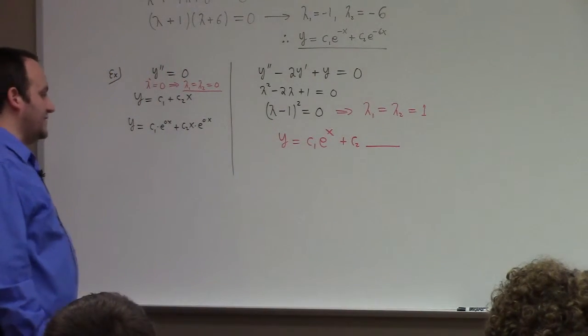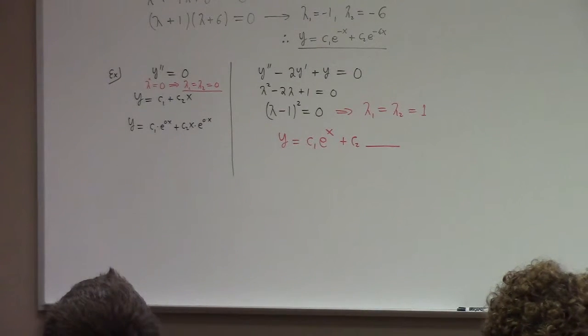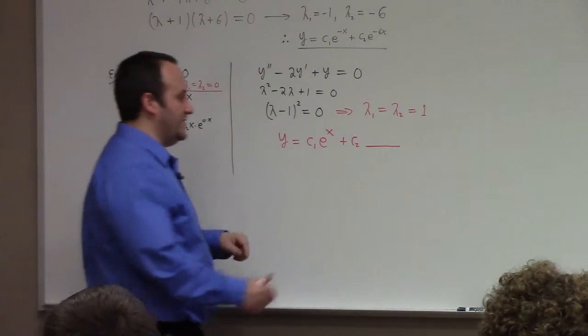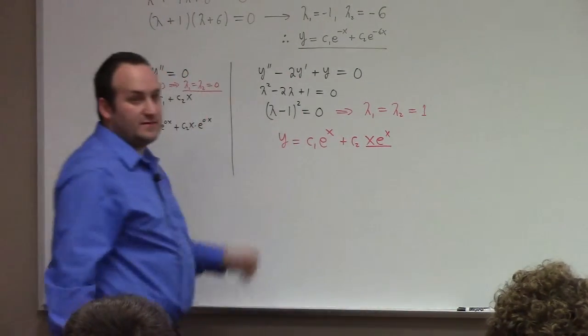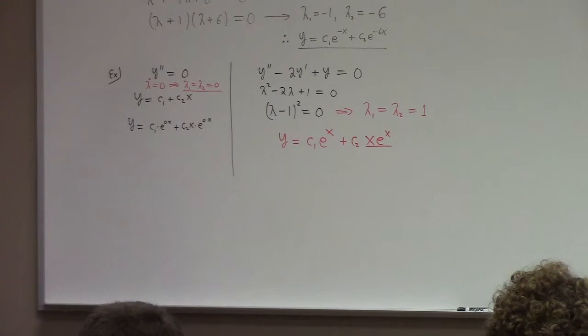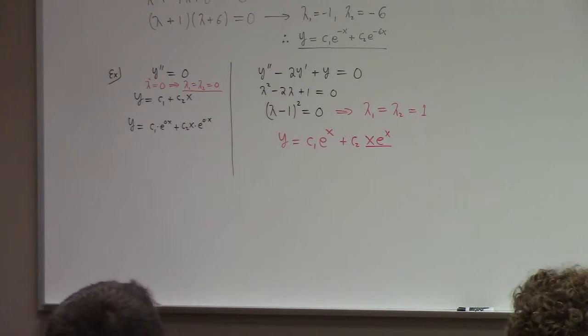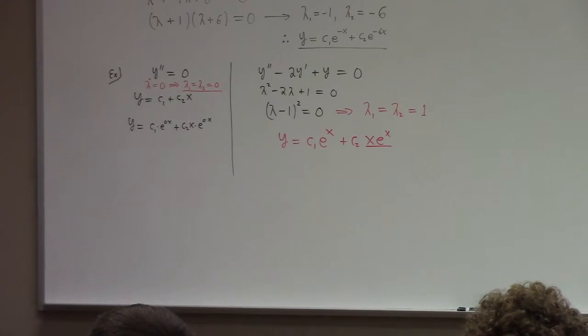Well, that's not going to be something different. We want something different. We already have e to the x. If I just put c2 e to the x, I can just say c1 plus c2, and it's the same thing. x e to the x, right? See the analogy? So if this is c1, it should be c2 x e to the x. And that is in fact the truth. So in the case of a repeated root in the characteristic equation, our fundamental solutions are e to the lambda x and x e to the lambda x.